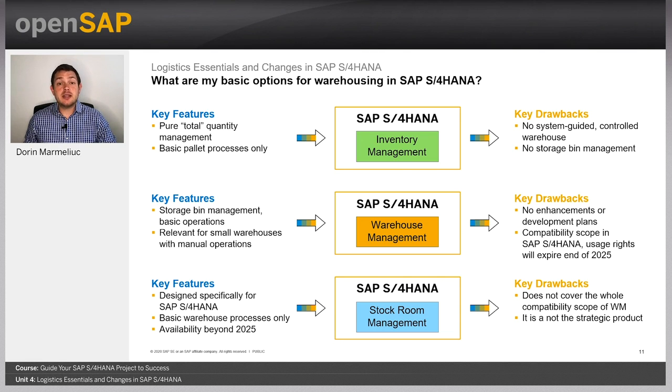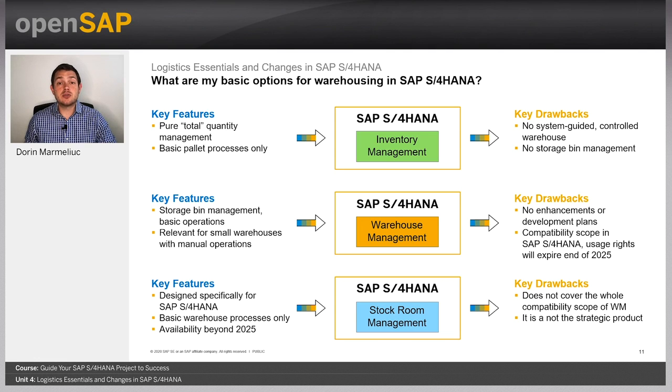Warehouse management is mostly relevant for small warehouses with manual operations, as it can do storage bin management and basic operations. Its main drawback is that in S4HANA it is in a compatibility view set to expire in 2025, and based on that there will be no further enhancement or future development plans.